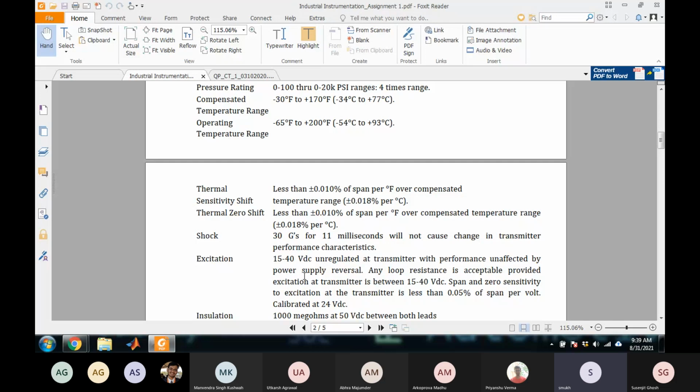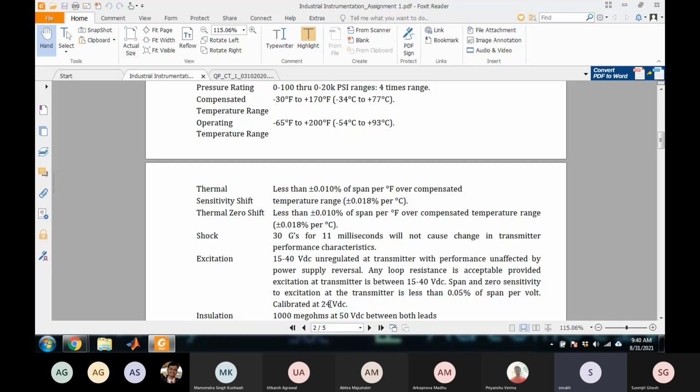So what is the worst case power supply variation? Can you tell me? 16 volt DC. That's correct. 40 minus 24. So if there is 16 volts power supply variation, and the span value we know is 16 milliampere, then 0.05 into 16 is what? It's 0.8. So it's 0.8 milliampere per volt.